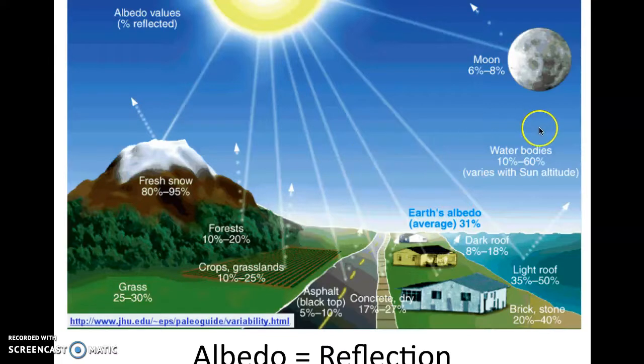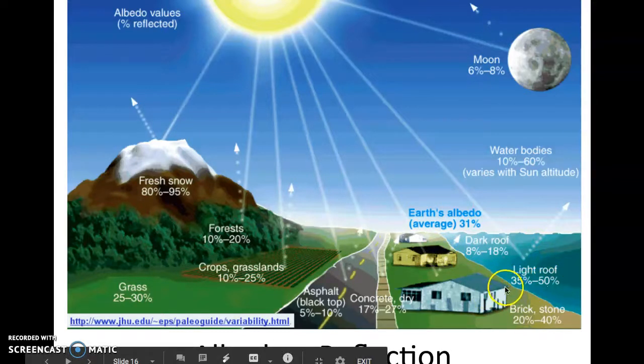So let's look. The ocean reflects back about 10 to 60%. Dark roofs usually reflect about 8 to 18%, so they absorb a lot of heat. Light roofs usually reflect way better. Asphalt and concrete absorb a lot of heat, so this is how much is actually reflected back, 5 to 10%. So if you're someplace that's hot and you're near asphalt, you're going to feel a lot of heat.